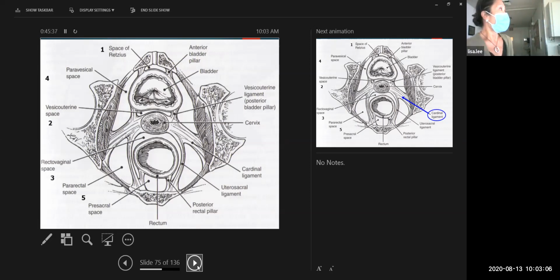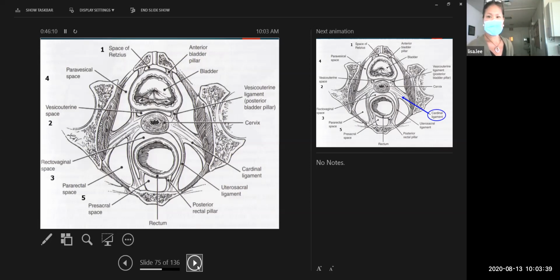You've got your cardinal ligaments there, which we know connect the uterus and cervix to the side of the pelvis. The next space behind the cardinal ligaments is your pararectal space. Its borders are the bony pelvis, the rectum, the cardinal ligaments anteriorly, and then the posterior rectal pillars posteriorly.